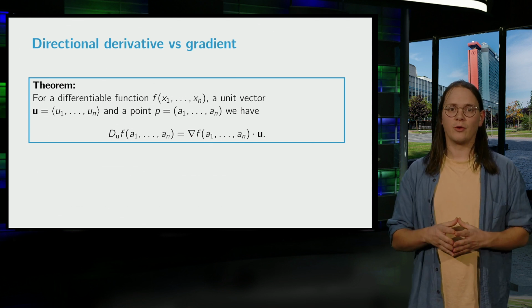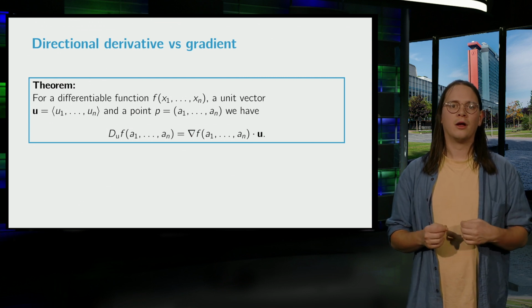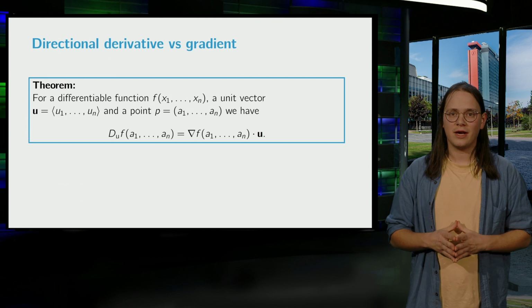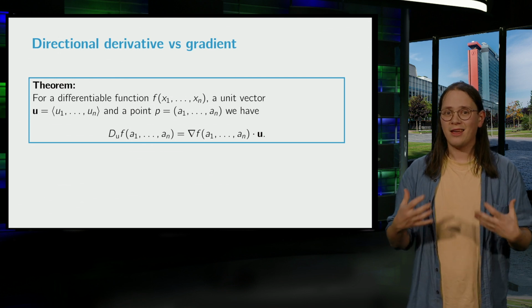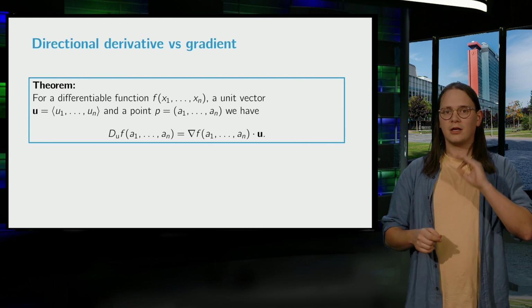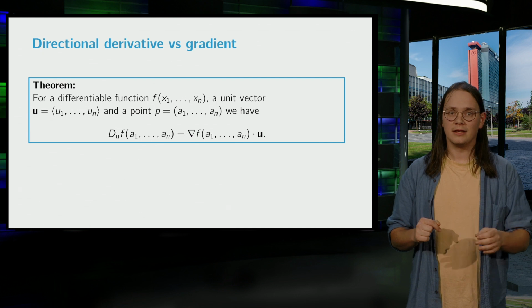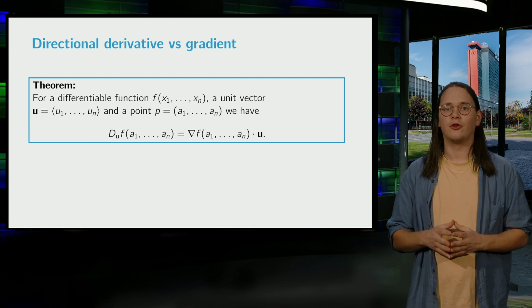It turns out that the gradient vector provides a ton of information about the function. Note that since the gradient assigns a vector to each point, we can think of it as a function from R^n to R^n. In particular, this kind of function is called a vector field. Indeed, it assigns a vector to each point in the domain of the function.